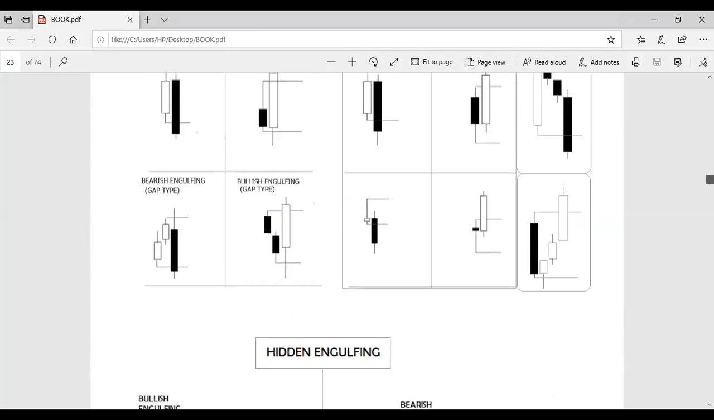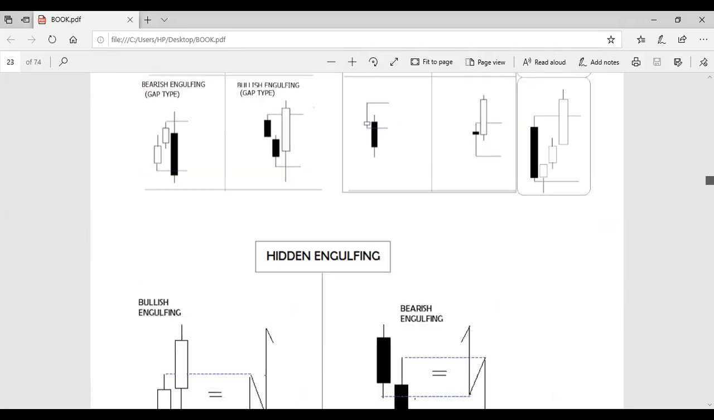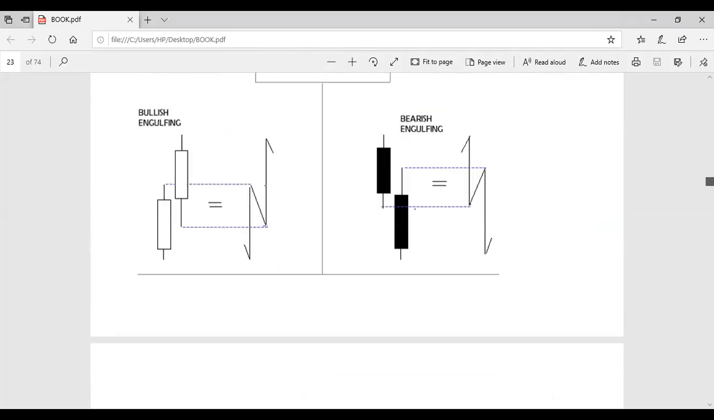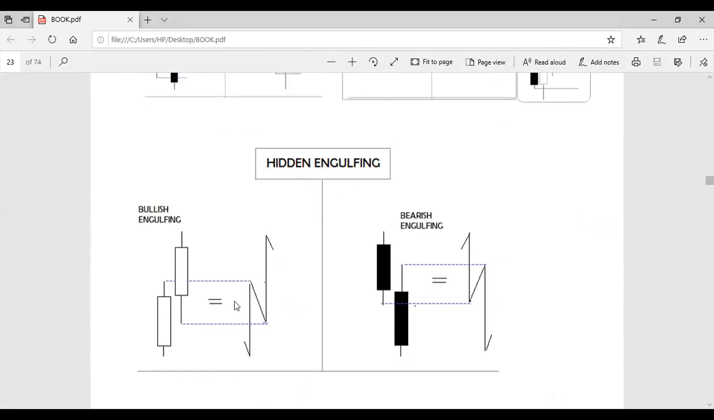So I've shown you different types of engulfing. Then we have this as our gap engulfing. Then we have a special, specific one I will go to focus attention upon again. It is an exclusive type. Yes, you have to focus attention on it. We call it a hidden engulfing. What is a hidden engulfing?